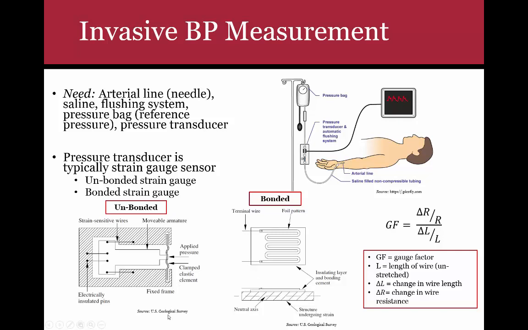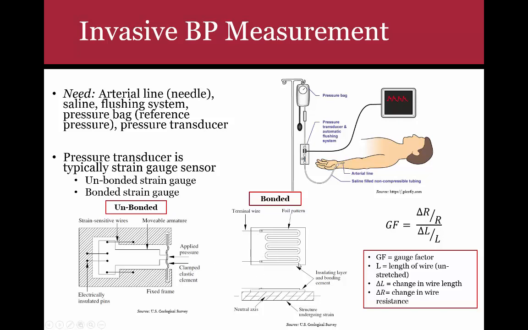The most common type you'll see are called bonded blood pressure transducers. The way these work is on the diaphragm. Instead of having this weird mechanism here, you have this foil pattern on the backside of the diaphragm, and the foil pattern will have this snake-looking geometry. That's just to increase the length. This is basically a resistor, and you have some wires connected there.